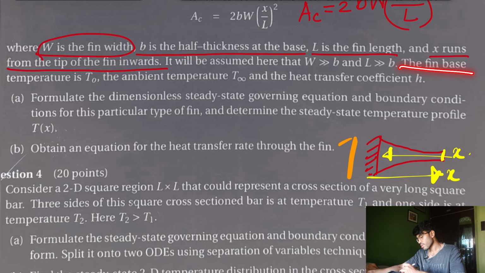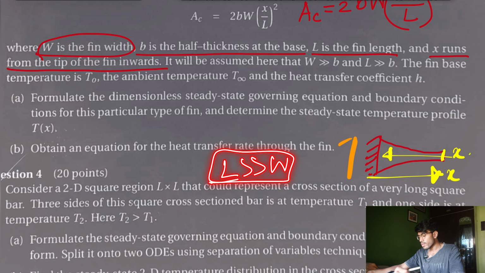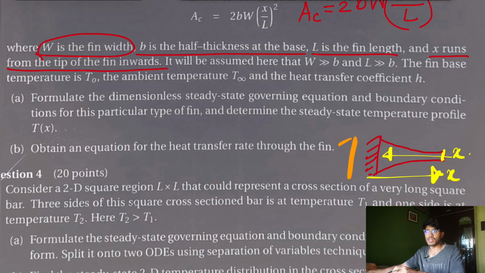Okay, the fin base temperature is T naught, the ambient temperature is T infinity, and the heat transfer coefficient is H. Now you see here it is not being told that this L is much greater than W also. So if you need this assumption, just state it here. If you have already seen the previous video, to make the governing equation comparable with the Bessel function, I have used an additional assumption in between the problem. If you need that kind of assumption to make the problem simpler and comparable with the Bessel function, then you clearly state that assumption in the answer script. Okay, and you write that this is not a very unjustified assumption, it can be the case.